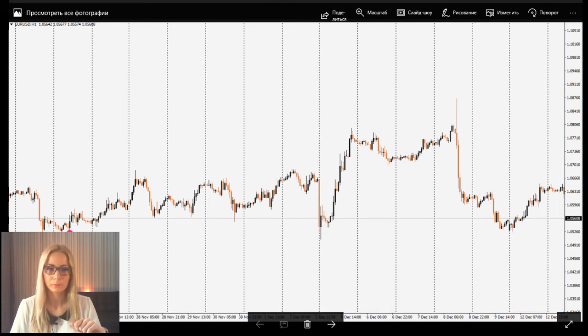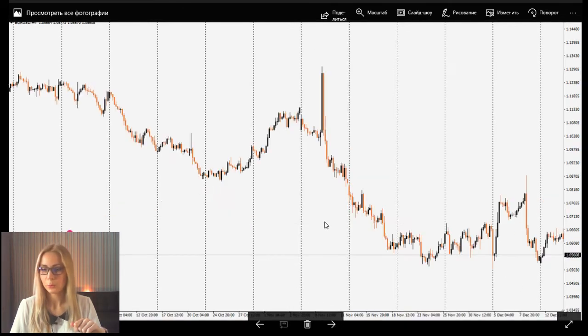Okay. Let's go to the 4 hour chart. And here you can see strong momentums. Yes, I see a couple of them. This one is very strong for me, and this one also.